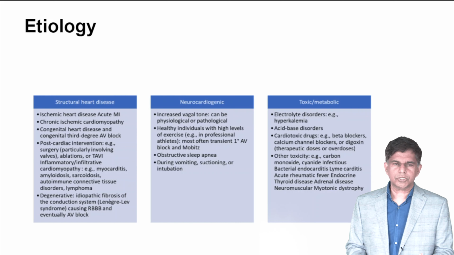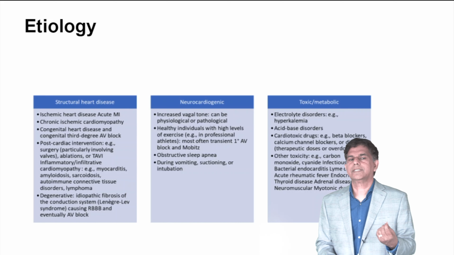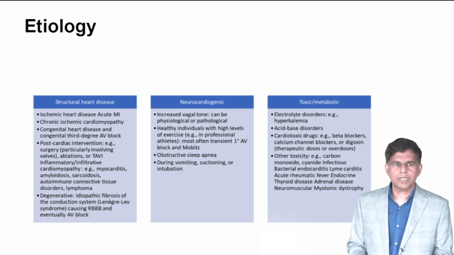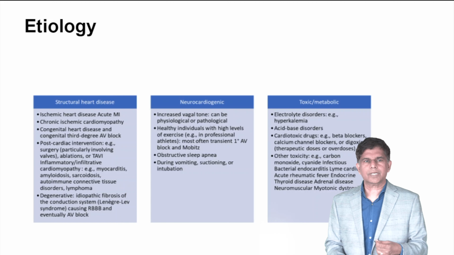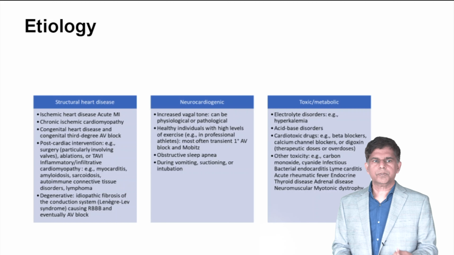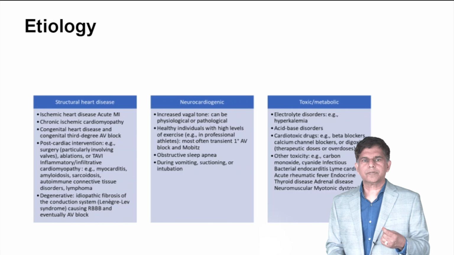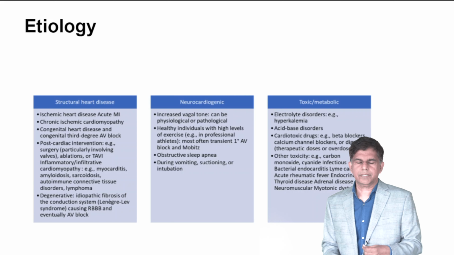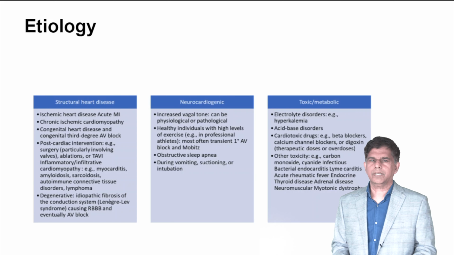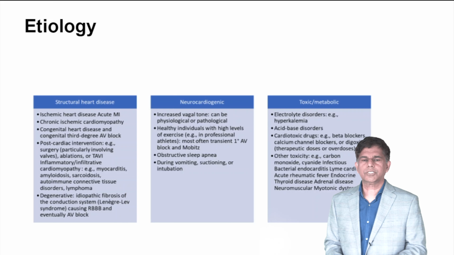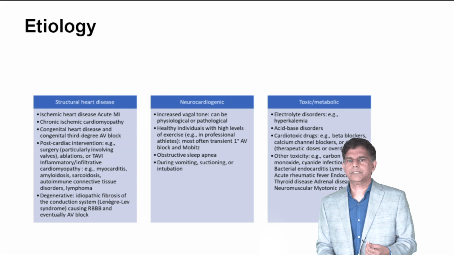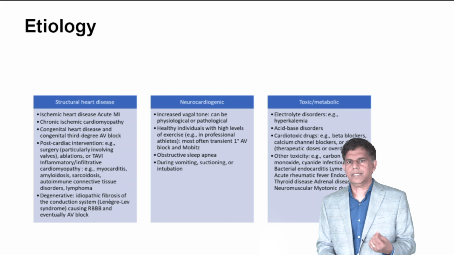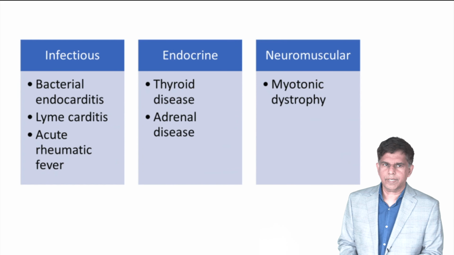Okay, when you look at structural heart disease, like ischemic heart disease, definitely you have to rule out an MI, chronic ischemic cardiomyopathy, congenital heart disease, post-cardiac intervention, especially after CABG, those kinds of things. And then you have neurocardiogenic: increased vagal tone, healthy individuals with a high level of exercise, and obstructive sleep apnea, vomiting, and all of those kinds of things. And then toxic and metabolic: electrolyte abnormalities, hyperkalemia, acid-base disorders, cardiotoxic drugs like beta blocker, calcium channel blocker, and all of these can cause it, okay?